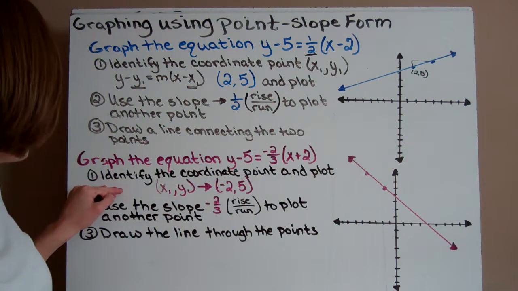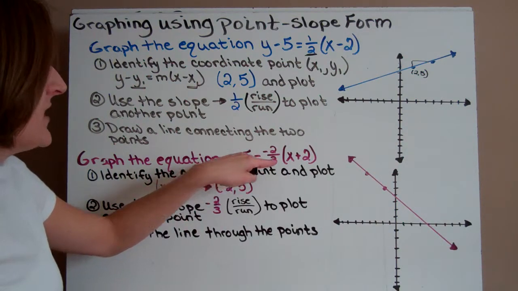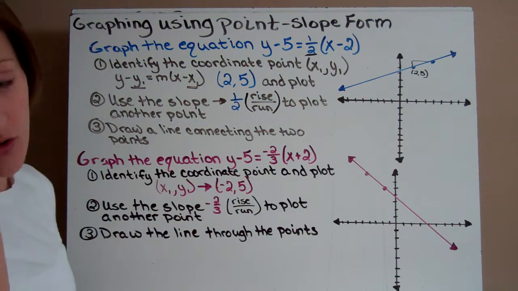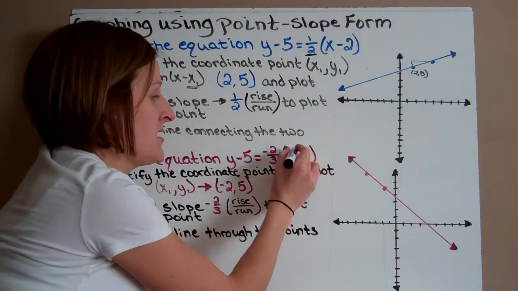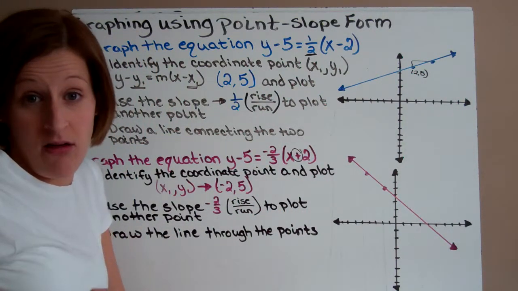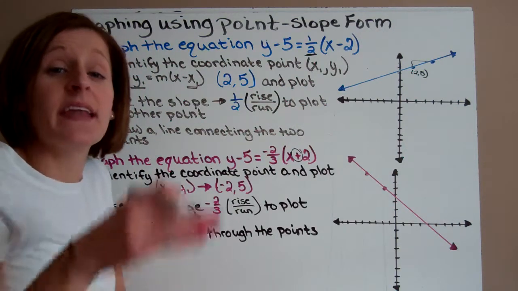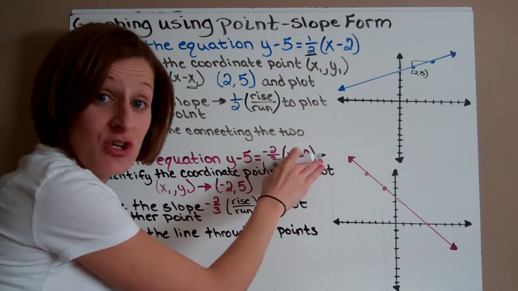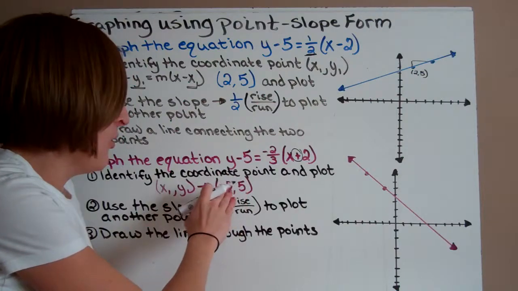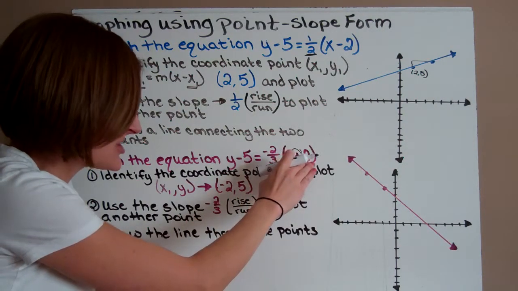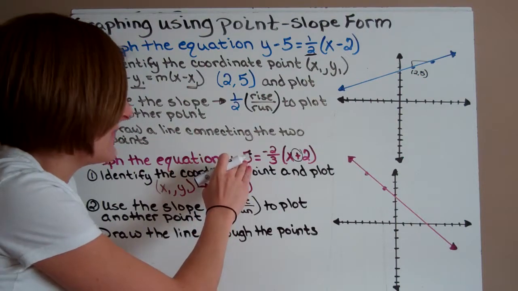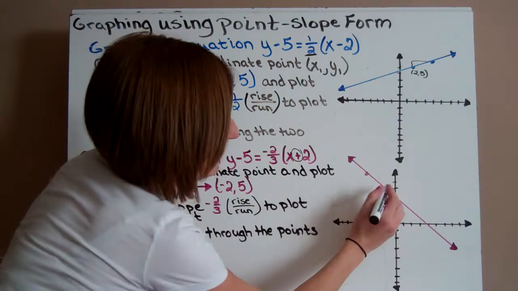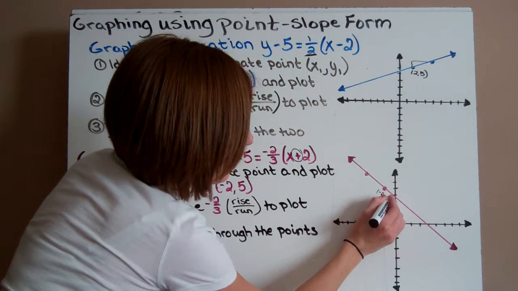So let's look at the second one. We're going to graph the equation y minus 5 equals negative 2/3 times x plus 2. Now we've got to identify our coordinate point. Notice right here this time, that's a plus. Last time it was a minus, and in our form it's a minus. So if this is a plus 2, then that 2 means it's a negative. So my coordinate point this time, since that's plus 2, is going to be negative 2. And this is minus 5, so that's a positive 5. So I go over negative 2 and up 5, and your point is right there, negative 2, 5.